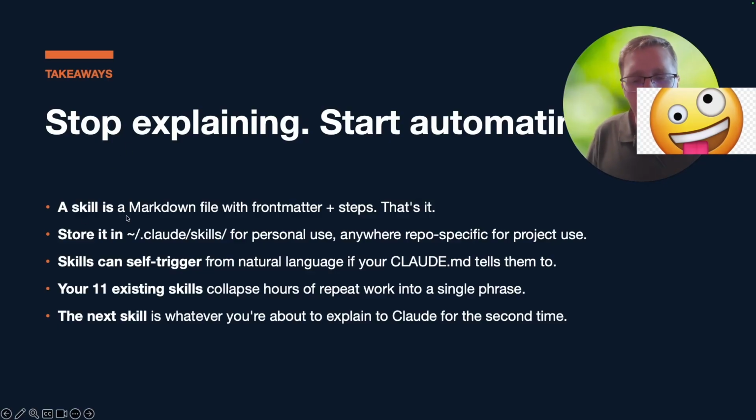Just to recap, a skill is a .md file with some front matter and some steps. What, when, how, right? Those are the questions it answers. You can store it in .claude/skills. You can also do projects .claude/skills, depending on how you want to organize it. The skills can self-trigger from natural language. You don't have to use / to call it. Just do it if you want.